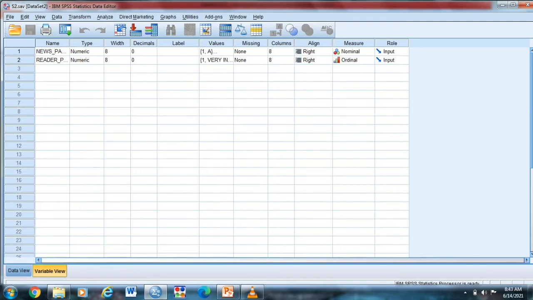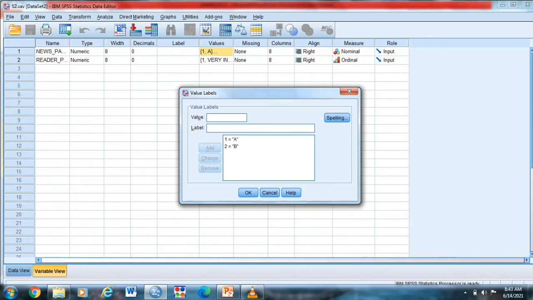Ito decimal is zero na lang para hindi tayo malito. And sa values natin, dito sa newspaper, gawin natin siyang A, B. Number 1 is A newspaper and number 2 is the B newspaper. Okay? So, okay natin yan.